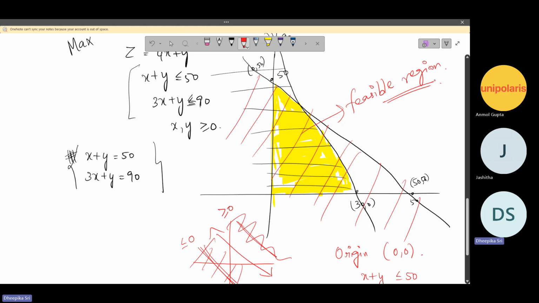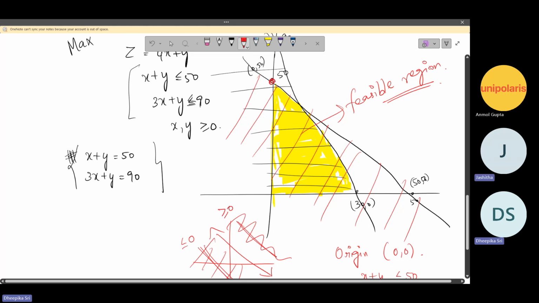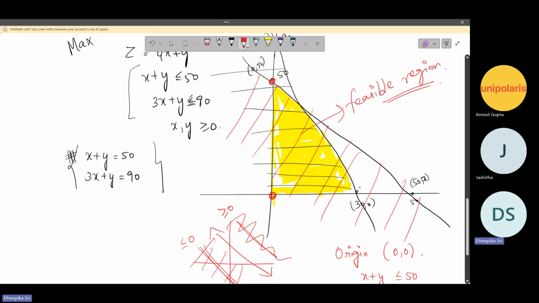Clear so far? Yes, ma'am. So after marking this, we will be locating the corner points of this quadrilateral formed. This is one corner point, the origin, this is 30, 0, and then we have another point here. Let me name them A, B, C, and O. O is clearly the origin, we know the coordinates. C's coordinates are clearly known, and A is 0, 50. What about B? How can we find the coordinates of B now?